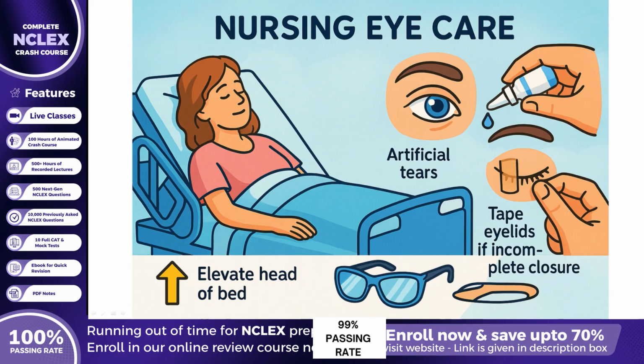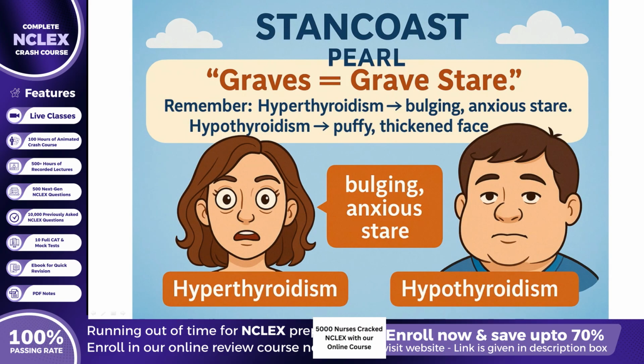And here is your Stancoast Pearl, eyes out in Graves. Always remember that in Graves' disease, the autoimmune attack pushes the eyes outward due to fat and muscle inflammation in the orbit. This clinical clue is a key differentiator that you should never miss in both practice and the NCLEX.